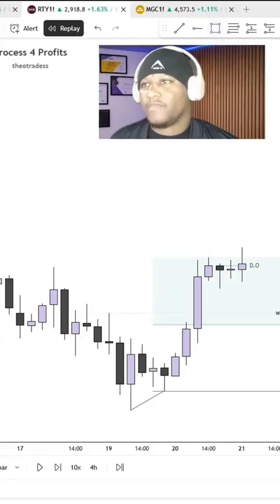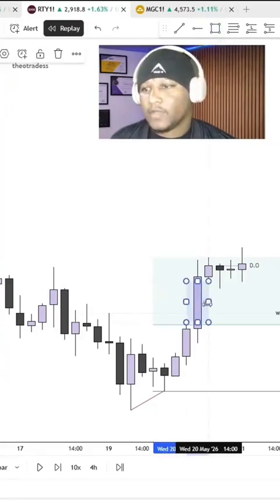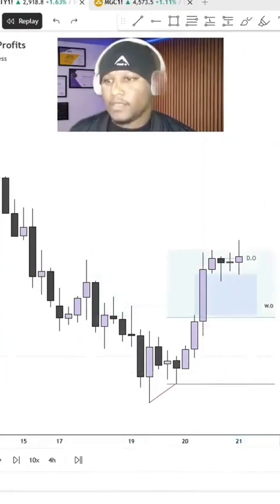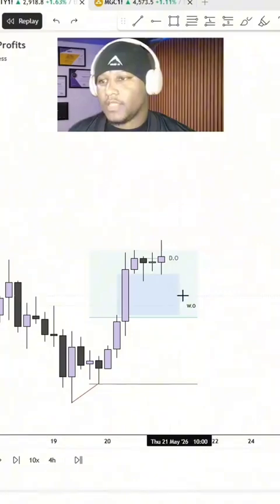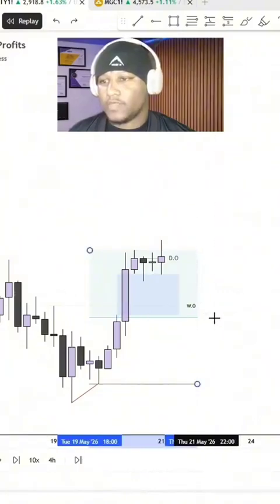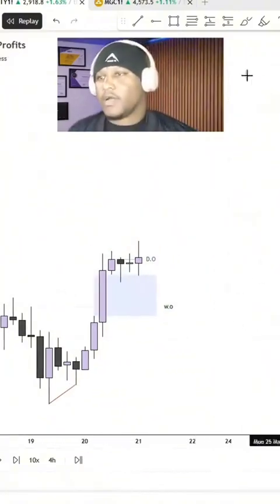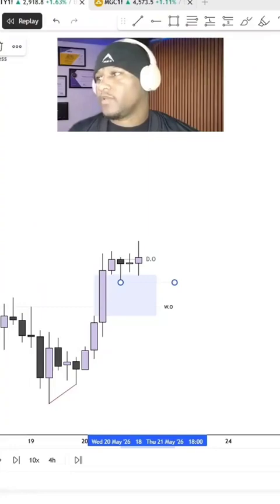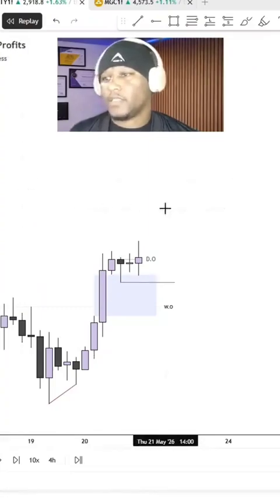Here on my 4-hour, I can clearly see I have a fair value gap, which is a key level. I have my 4-hour key level right here. So now I can remove this. Now I want to see a trade within this 4-hour fair value gap, and I don't want to see the fair value gap get disrespected.